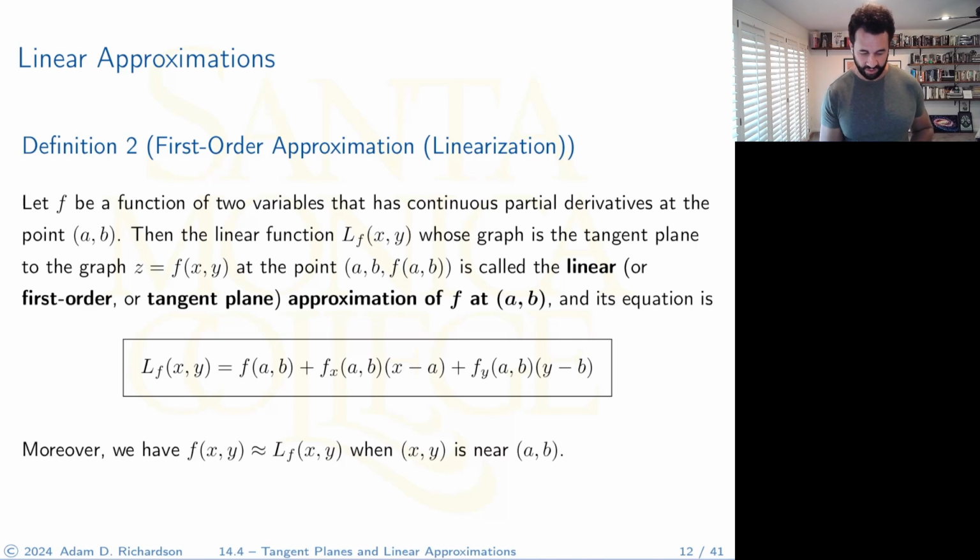So here we go. We're going to let f be a function of two variables that has continuous partial derivatives. We still need that at the point (a, b).